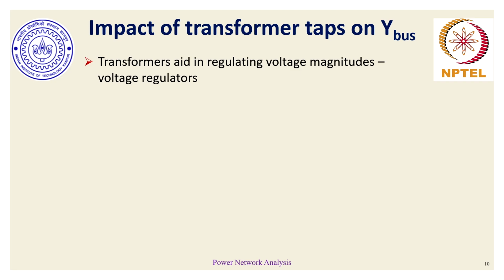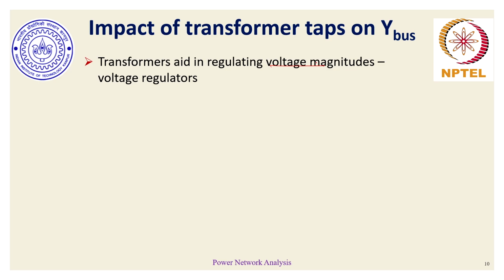Moving on to considering transformer taps on Y bus. Transformers aid in regulating voltages. As long as transformers have the role of adjusting voltage levels, only then does their effect come into the picture. If there is a transformer whose tap is exactly equal to 1, it is as good as replacing that transformer by a transmission line, because it is not regulating bus voltages at all. There can also be transformers which can regulate the phase angles between the primary and secondary voltages, and we call these special phase shifting transformers.